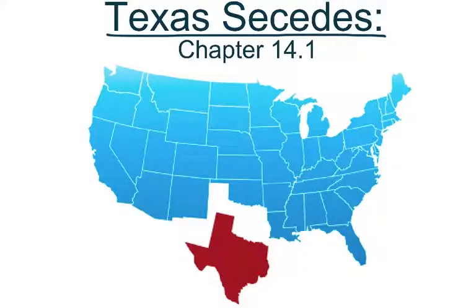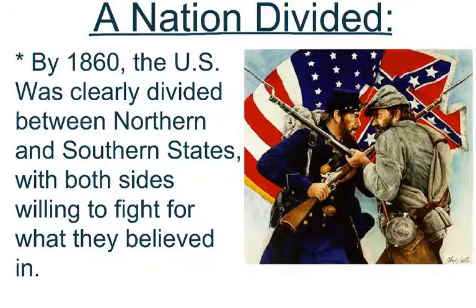Today's video lesson is chapter 14.1, Texas Secedes. Now, by the year 1860, the U.S. was clearly divided. That's why we have the title here, A Nation Divided, between northern and southern states. Here in this picture on the left, that's the Union, the northern states, represented by the United States flag. And the gray here represents the Confederate side, which is the Confederate flag, which we'll be talking about a little later.